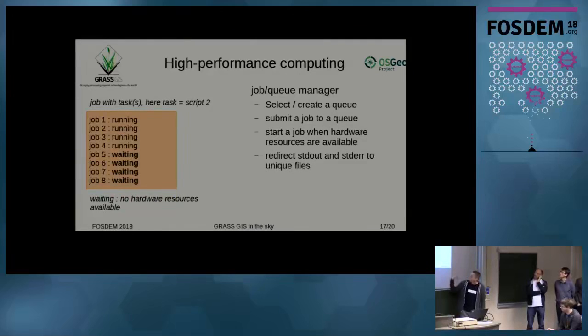The important part of that job manager that we are using here is we must have a queue, something like this. So I started 8 jobs. 4 jobs are running. For the next 4 jobs, there are no hardware resources available, so they are in the queue, and they will start when the first 4 jobs are finished.